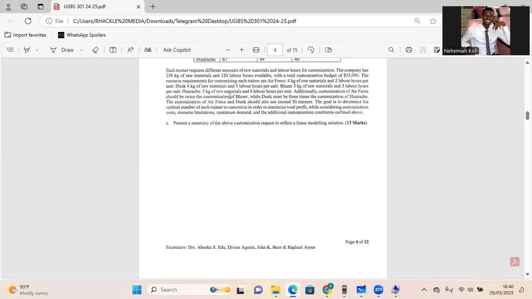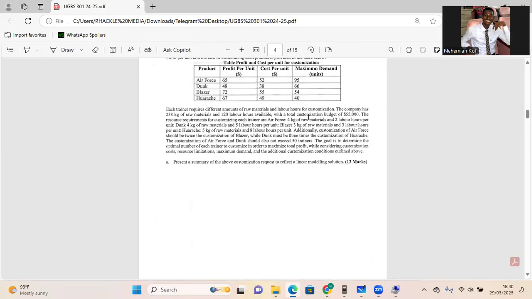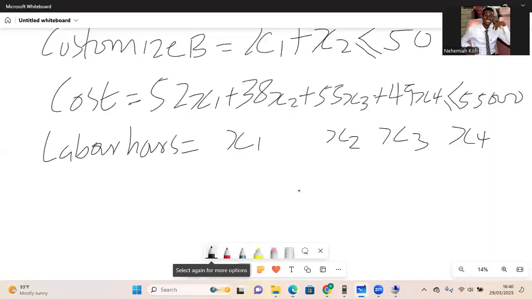Right, so the easy way you can get this is that it's actually embedded in the question, so you have to find them, right? So what you are just going to do is look through and look for Air Force. What was the labor hours that was attached to it? So Air Force labor hours. So Air Force is X1, right? So let's just skim through the resource requirement for customizing each trainer Air Force, which is what, 4 kg of raw material, and then what, 2 labor hours. So in Air Force is what, 2. So you come, you put it here, 2.